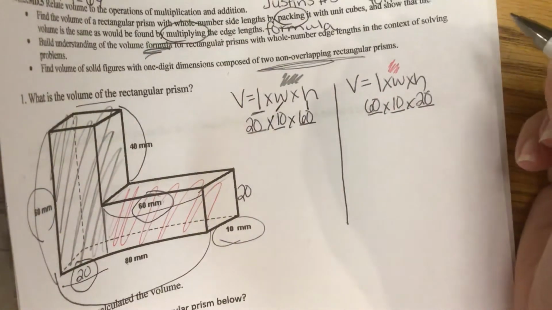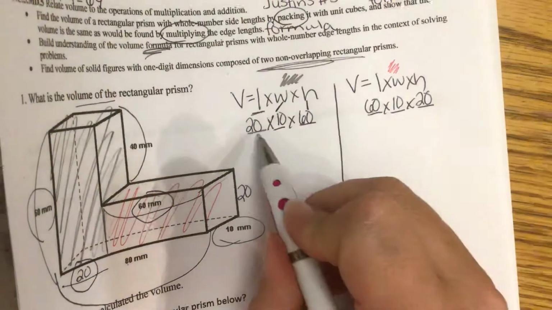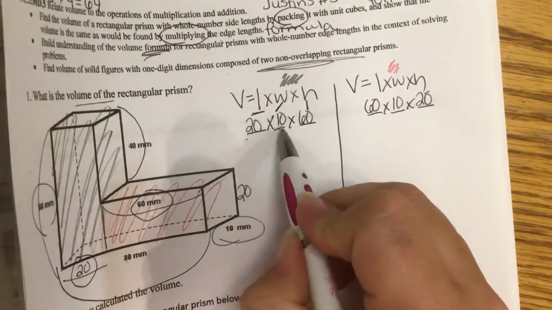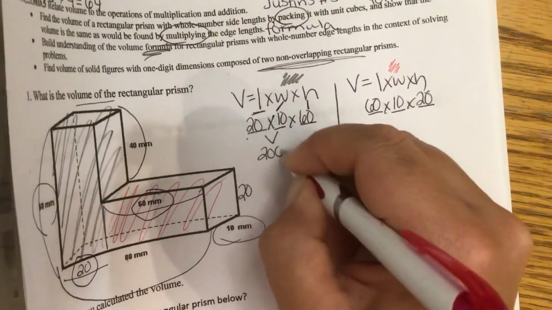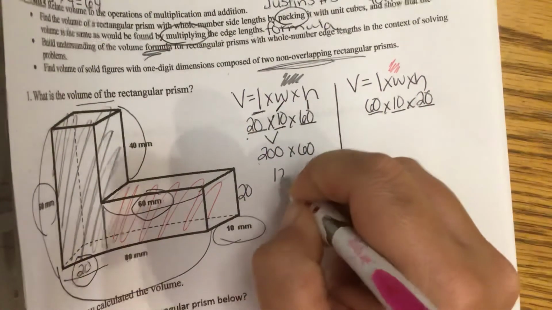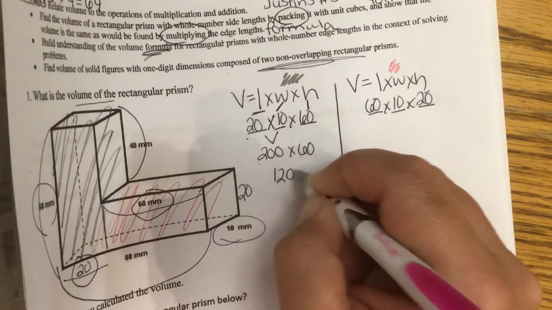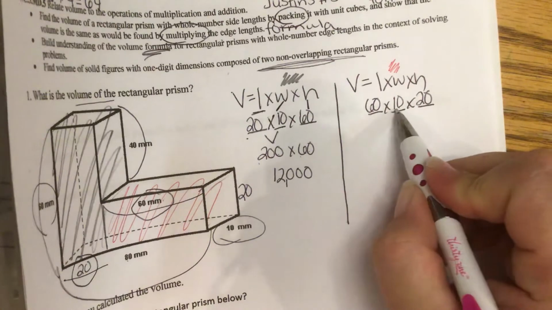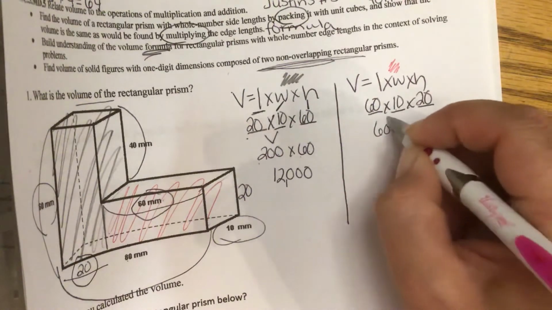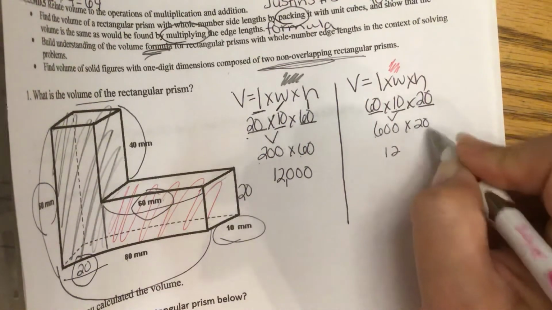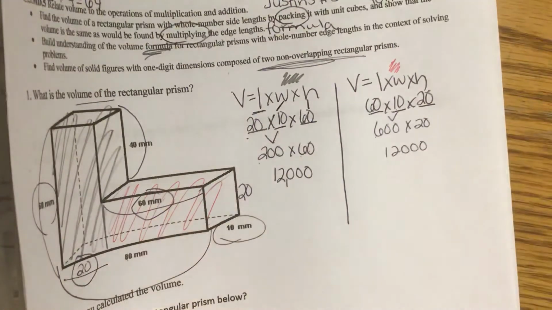All right, these have 10s, but that's okay. I can multiply the, excuse my dog. 2 times 10 is 200 times 60. 2 times 6 is 12. 1, 2, 3 zeros. Okay, let's come over here. 6 times 10 is 600 times 20. 6 times 2 is 12. 1, 2, 3 zeros. That's interesting. They're the same exact measurements.